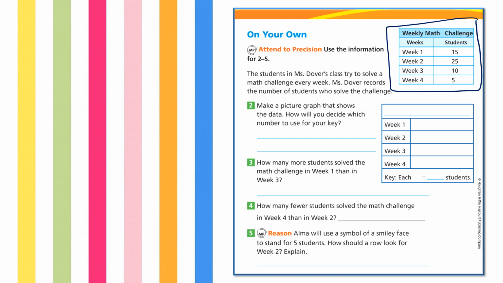So, number 2, make a pictograph, a picture graph that shows the data. How will you decide which number to use for your key? Well, let's take a look at our numbers. We have 15, 25, 10, and 5. What do you see about those numbers when you're thinking about multiplication and division? What do you notice about those numbers?